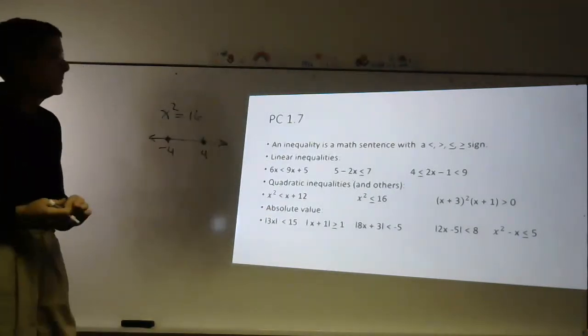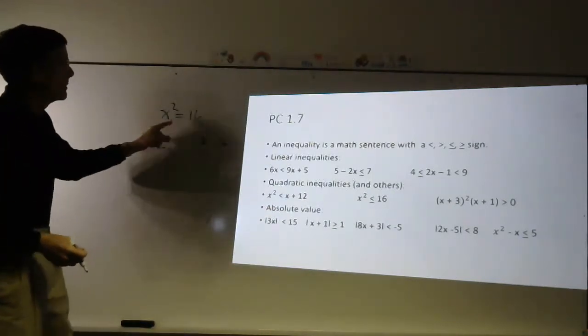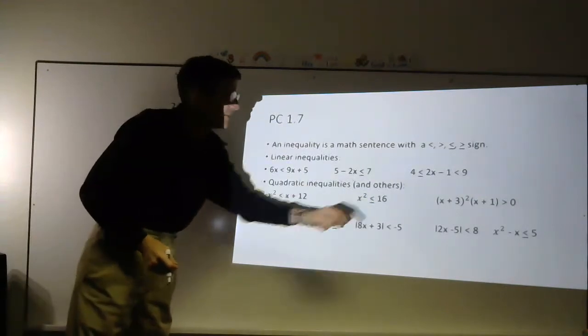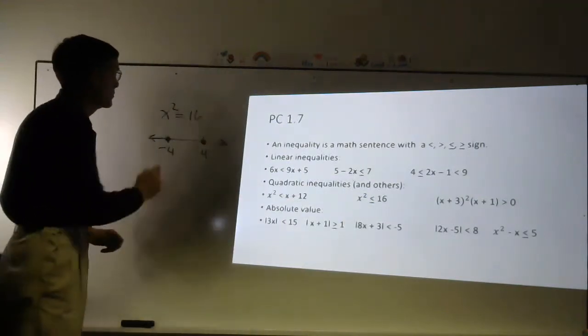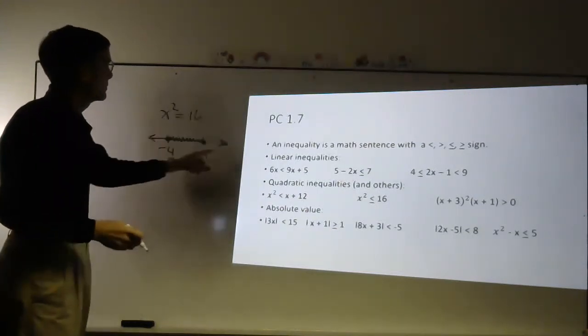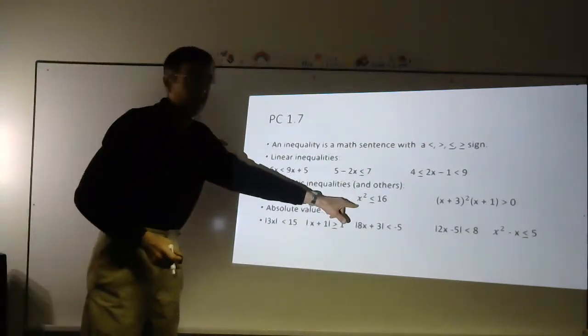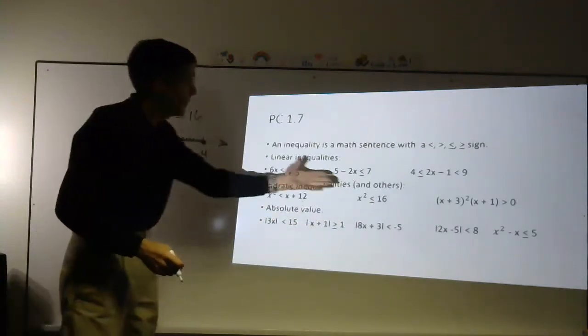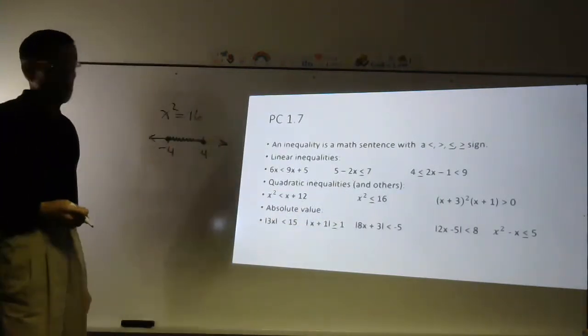Pick a point. How about 0? 0 squared is less than or equal to 16. It is. We should be in here. You can try the other ones. 5 squared, less than 16? I don't think so. -5, nope. It's just that region there.